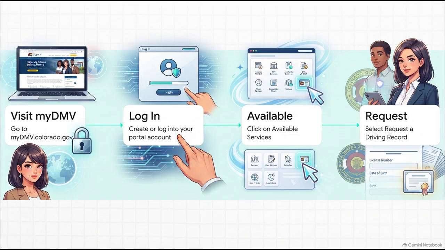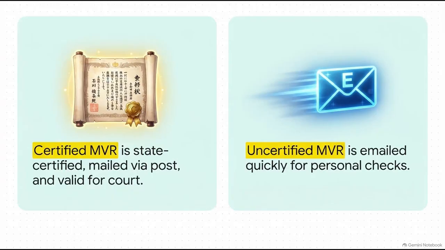Actually, they made this a requirement back in 2026 for identity protection, so there's no way around it. Once you're logged in, just click on Available Services and select Request a Driving Record. It really is that streamlined once you get past the login screen. Now, the most crucial point here is choosing the right record. You're going to see 2 options. An uncertified record is what you want for a quick personal check. It costs $9.25 and is emailed to you almost instantly.